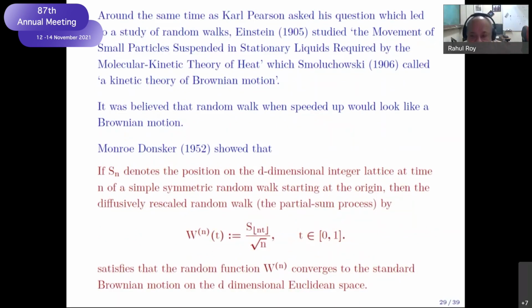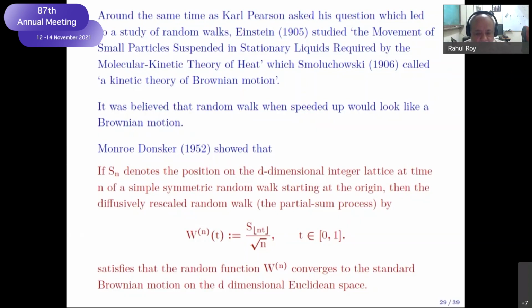But I want to come back to this. Around the same time as Karl Pearson was talking about random walks, Einstein studied the movement of small particles suspended in stationary liquids, as required by the molecular kinetic theory of heat, which Smoluchowski called the kinetic theory of Brownian motion. It was believed for long that the random walk, when speeded up, should start looking like Brownian motion.